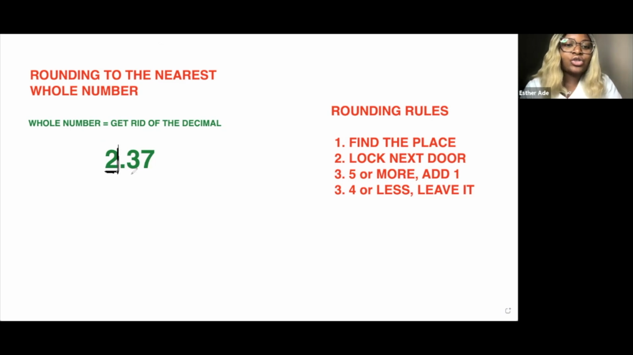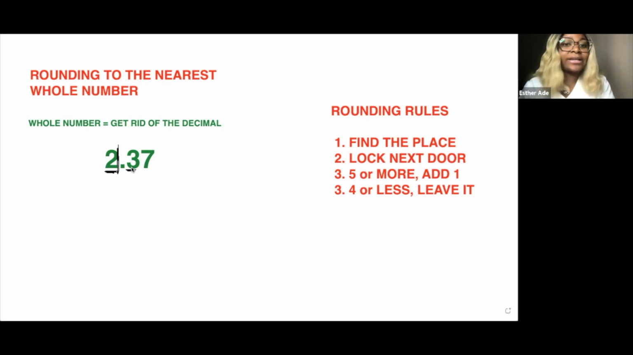So again, you deal with the number behind your door, the immediate number behind the door, not the one farther from it. So I really don't have any business with 7, but I do have business with 3. Okay. So I've locked my door. That takes me to rule number 3. Rule number 3 says 5 or more, add 1. Unfortunately, 3 is not even up to 5. So I can't add 1. So we have to go to rule 4 this time around. Rule 4 then says 4 or less, leave it.